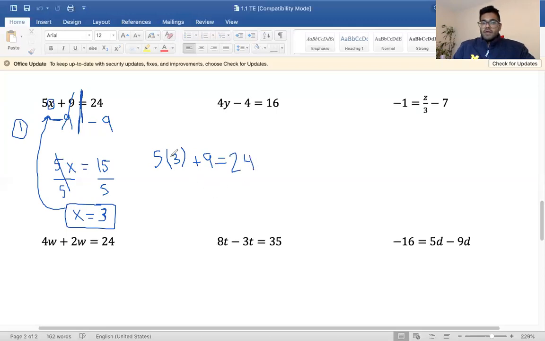Okay. Now, when we're evaluating, now we're going to do order of operations. So now 5 times 3 is 15 plus 9 equals 24. So we're just simplifying down, and what's 15 plus 9? That is 24 equals 24. So look at that. We have just verified that this solution is correct, so we are good to move on.